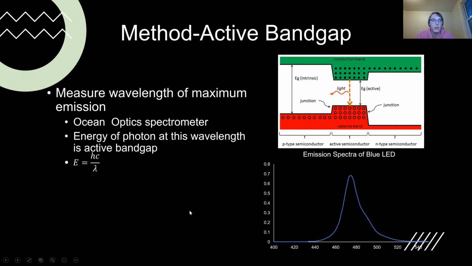And essentially the energy of the photon at this wavelength of light, the maximum emission wavelength, corresponds to the active bandgap. We can see that in this diagram here, where the energy gap between the conduction and valence band within the active semiconductor region is equivalent to the energy of light being emitted, and therefore the wavelength of light being emitted. These two can be related using the equation E equals hc over lambda.